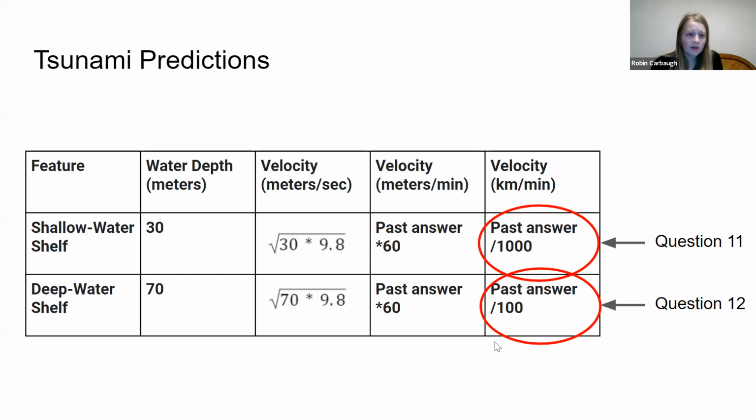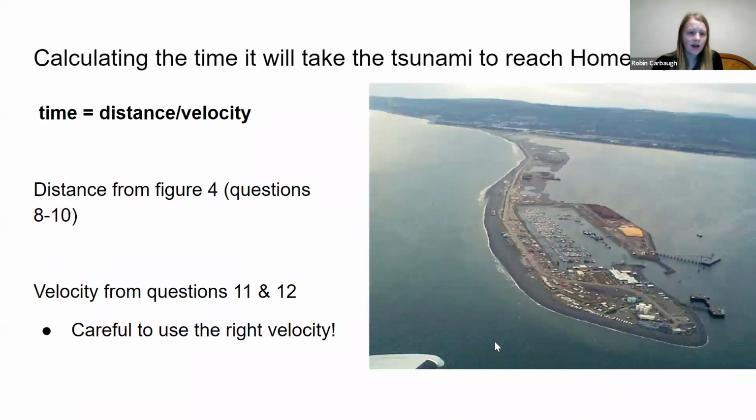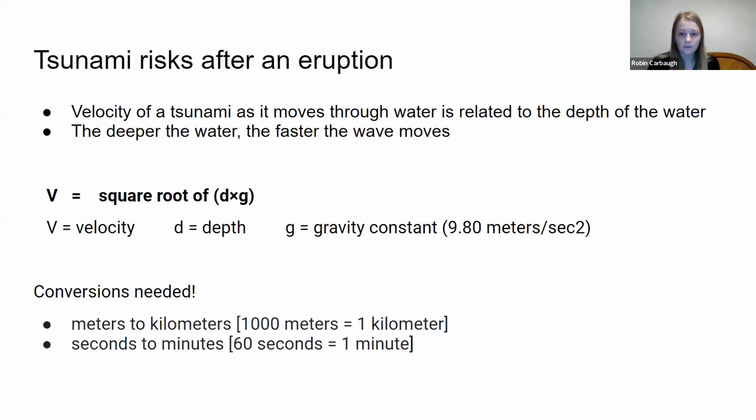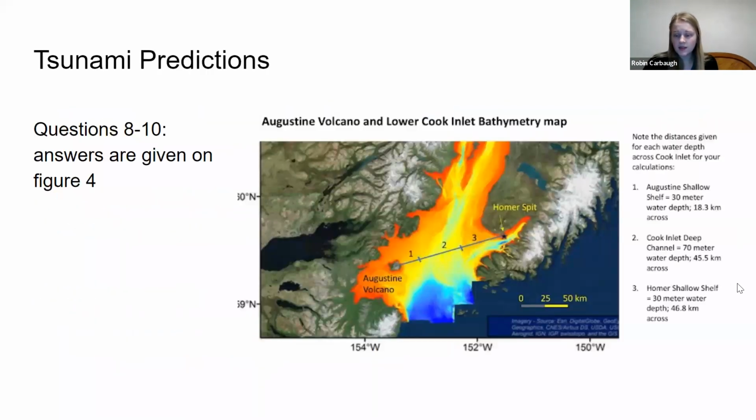And then from there, we can try to get to time. So time is going to be distance divided by velocity. So distance was given in that first image here, the distance of the segments. So the idea is we can find the time for each segment and then add them together.